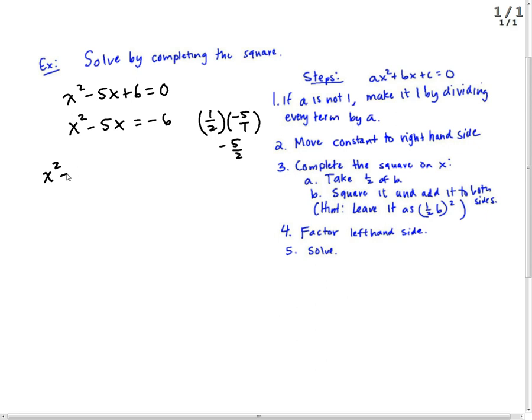So I have x squared minus 5x plus. Notice this hint. We leave it as 1/2 times that term squared. So leave it as negative 5 halves squared. So this is negative 6 plus negative 5 halves squared. Notice I've added the same term to both sides, so it's still the same equation. Now we're going to do the next part of completing the square.